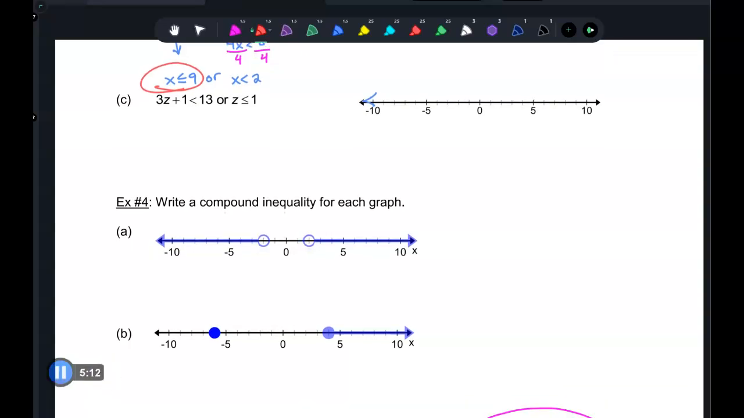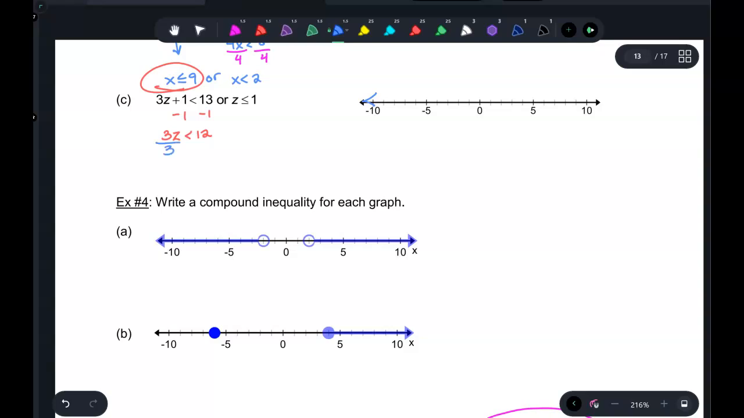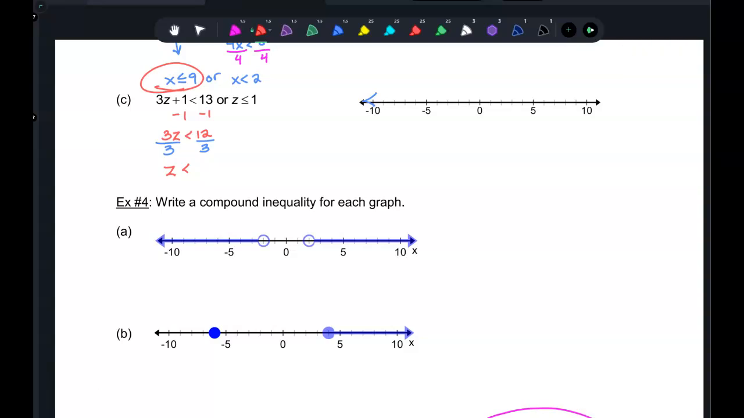For C, let's go ahead and solve. I'm going to subtract 1. I get 3z is less than 12. And then we're going to divide both sides by 3. So z is less than 4.